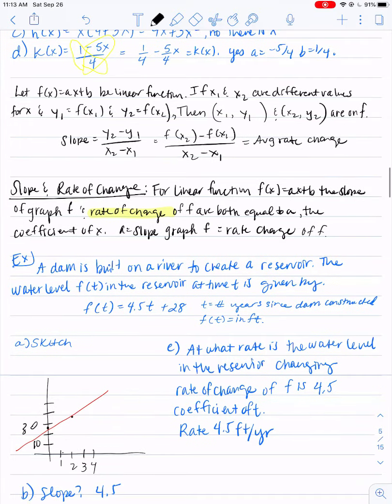So slope and rate of change for a linear function, f of x equals ax plus b: the slope of graph f and rate of change of f are both equal to a, the coefficient of x. Therefore, a equals slope of graph f equals the rate of change of f. So for linear functions, we just call it rate of change. We don't call it average rate of change because it stays consistent.